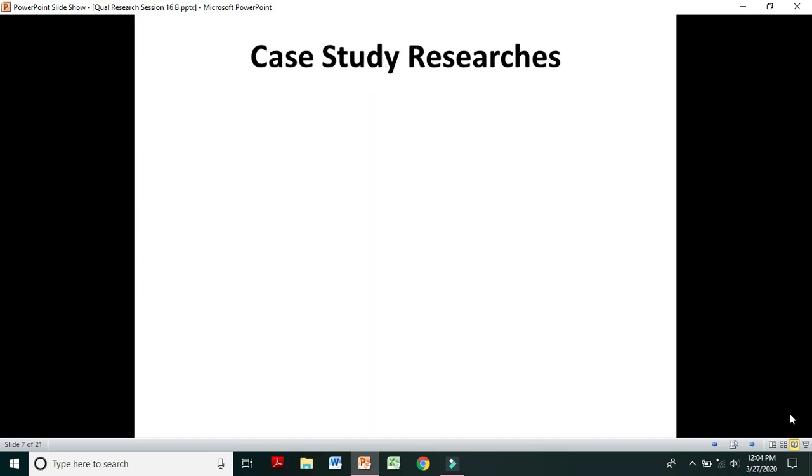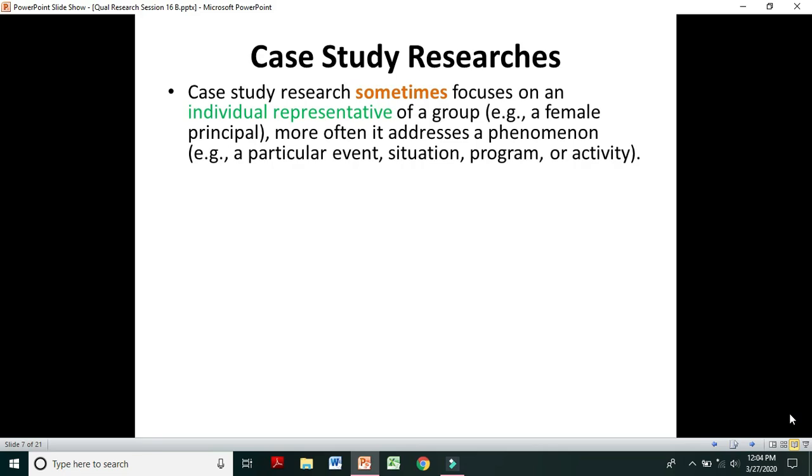So let's see different case study researches. Case study research sometimes focuses on an individual representative of a group. For example, the life of a female principal in a Pakistani school, a private sector school or a public sector school, or the work of a female principal in a private sector school of Pakistan or of Lahore or in some rural area. So the focus can be on an individual representative.